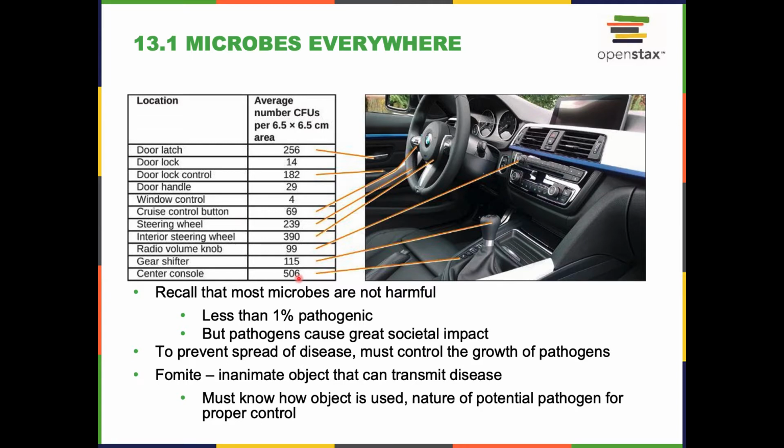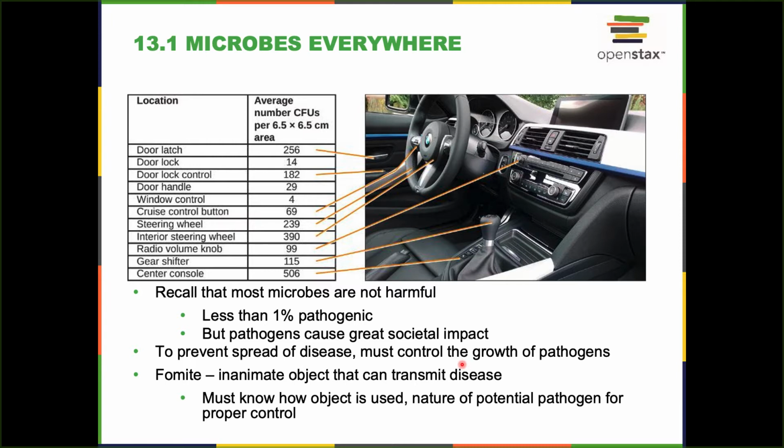So we call these types of surfaces fomites, which are inanimate objects that can transmit disease. Now, the key for a fomite is that it's got to be an inanimate object, right? So it's not just any object. It's some sort of inanimate object that transmits disease. And again, the idea is that it comes from some sort of human contact.